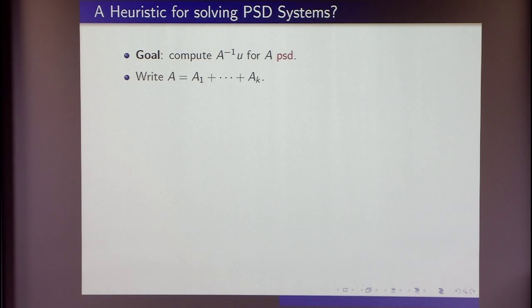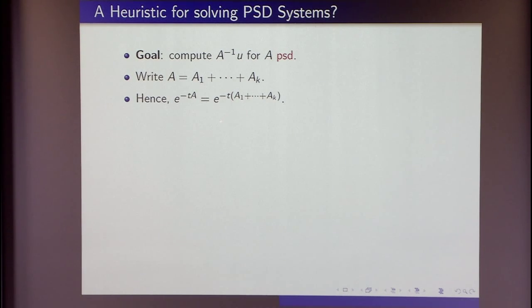So here is what you could try to do. This slide, I must warn you, is more speculative, so take everything with a grain of salt. Suppose you could write the matrix A as a sum of k matrices, which are in some sense simpler. If you want a concrete picture, think of A as a Laplacian, and think of A1 to AK as Laplacians of trees in the graph. Trees are easier than solving Laplacians, right? So that's what maybe you can think about.